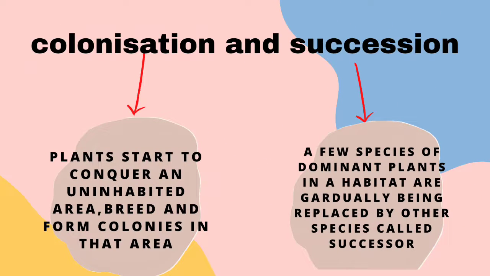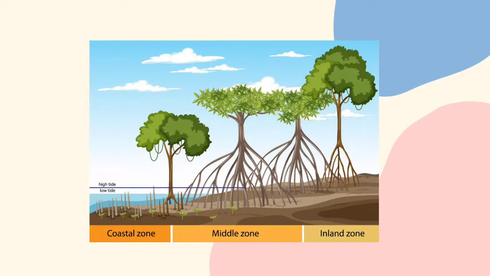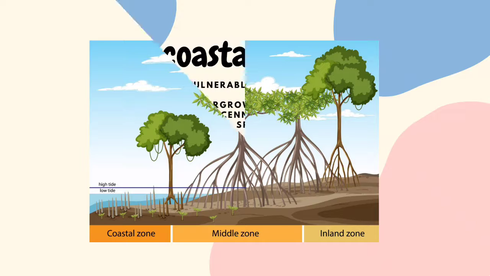Colonization and succession. The definition of colonization is plants start to conquer uninhabited areas, breed and form colonies in that area. Definition of succession is a few species of dominant plant in a habitat are gradually being replaced by other species called successors. This is a picture of coastal, middle and inland zone. But what is coastal, middle and inland zone?